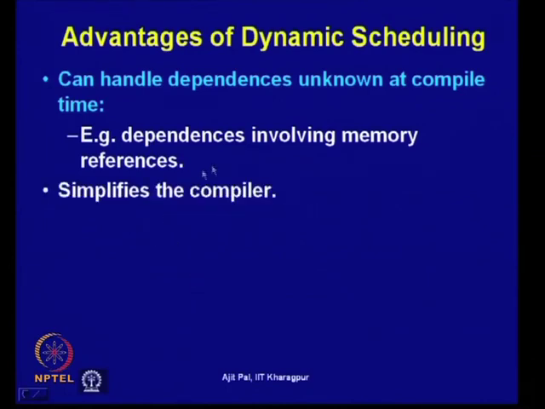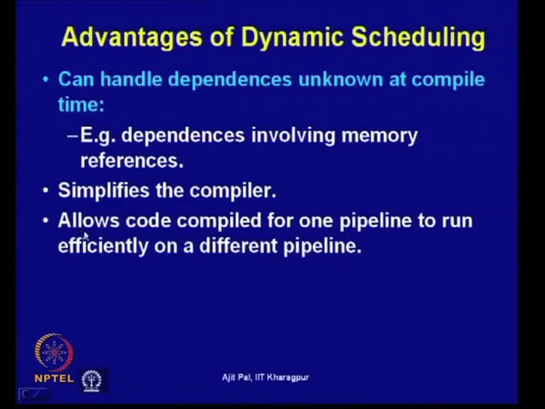And another very important consequence is that the compiler is simplified. It leads to a simplified compiler, and it also allows code compiled for one pipeline to run efficiently on a different pipeline. Whenever we go for static instruction scheduling, we have to do instruction scheduling with a particular pipeline in mind. Now, if the pipeline is changed, that code compatibility is lost. That program cannot be executed on another processor having a different pipeline. But whenever you go for dynamic instruction scheduling, that problem does not arise, because you are doing all these things at run time. So, if the pipeline is changed, the hardware will automatically take care of it.